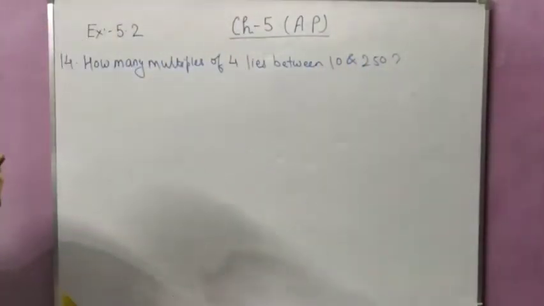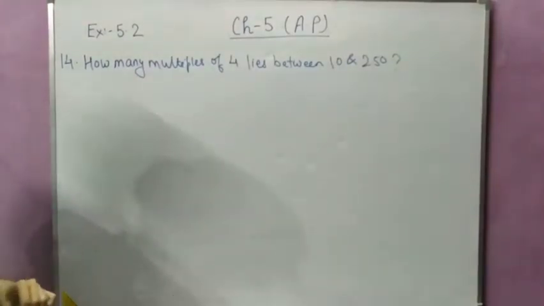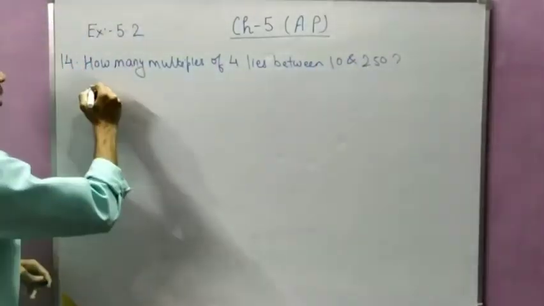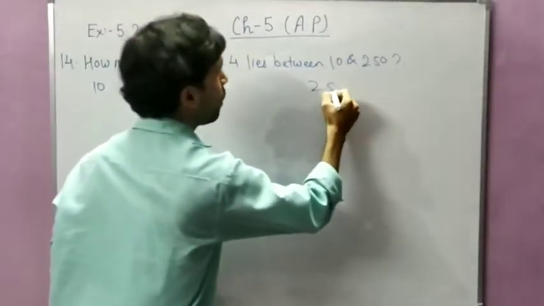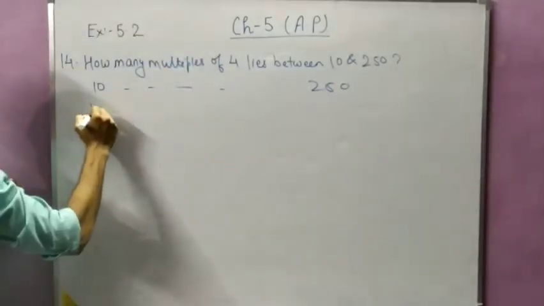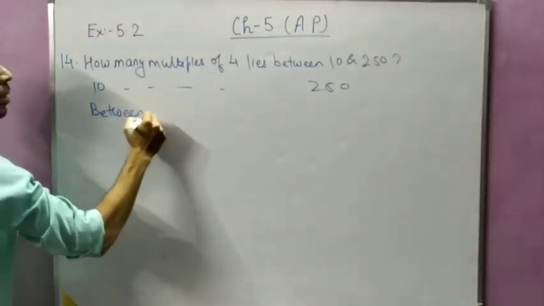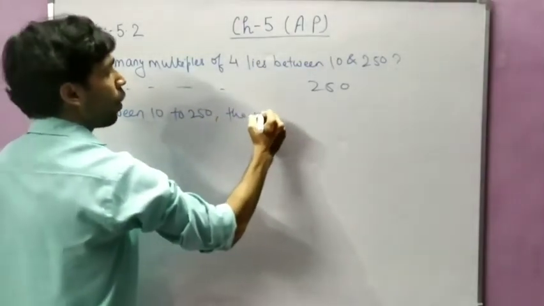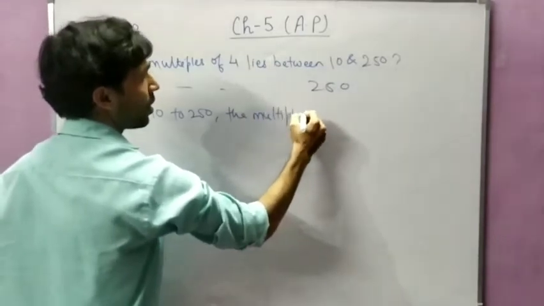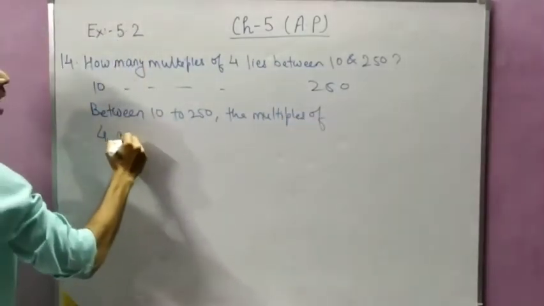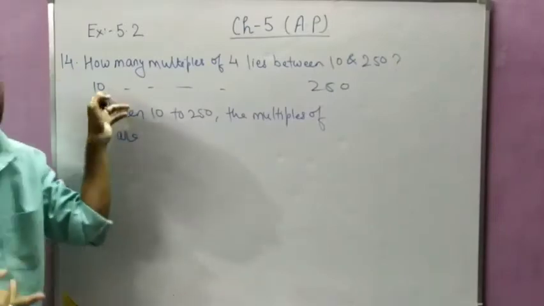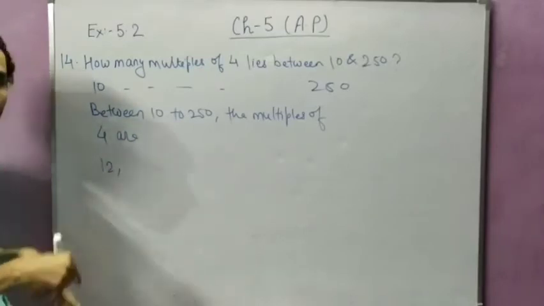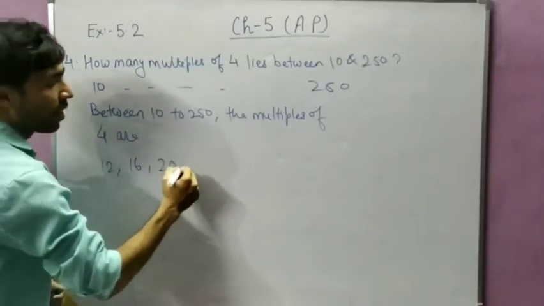Again, how many multiples? So it means we have to calculate the value of n. So see, how many multiples of 4 lie between 10 to 250? The multiples of 4 are, see, after 10, 11 comes, which is not a multiple, then 12. 12 is a multiple of 4. Okay, after that 16, after that 20, dot dot dot.